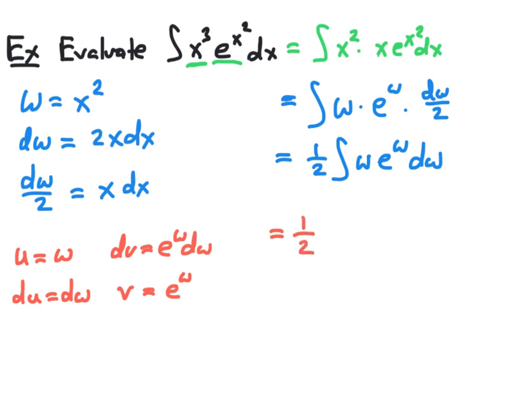We can substitute all of this into the integration by parts formula, and we're going to get 1/2 times the expression uv, which is w e to the w, minus the integral of v du, which is e to the w dw.